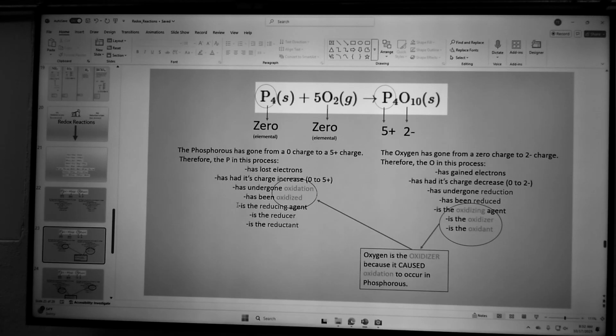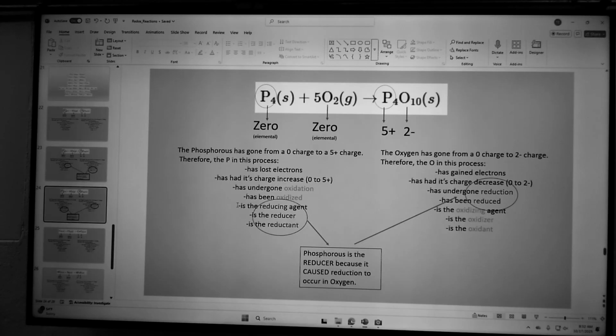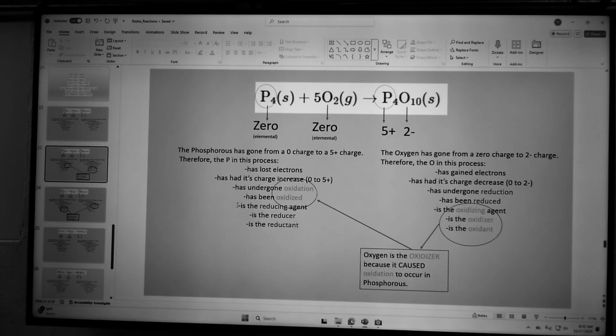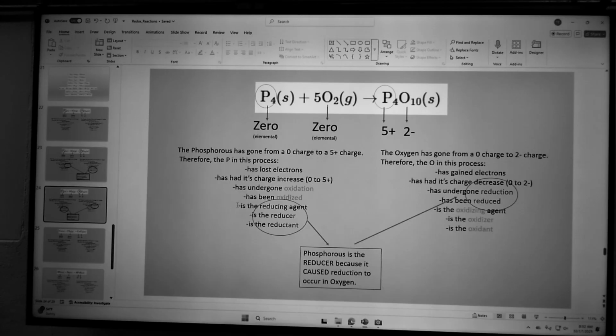I guess that box down there is just me trying to clarify it. I went through it in painstaking detail, but you can read that later, but this is all what I just said.